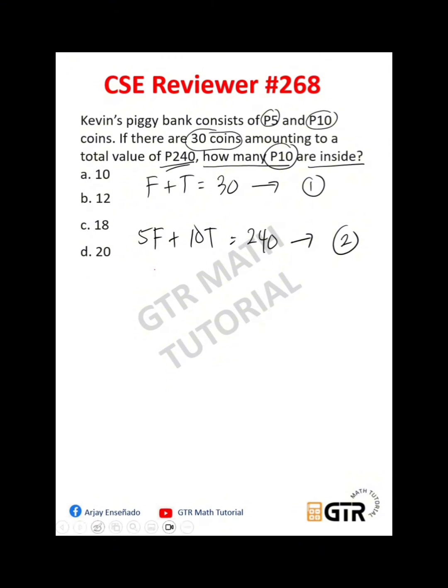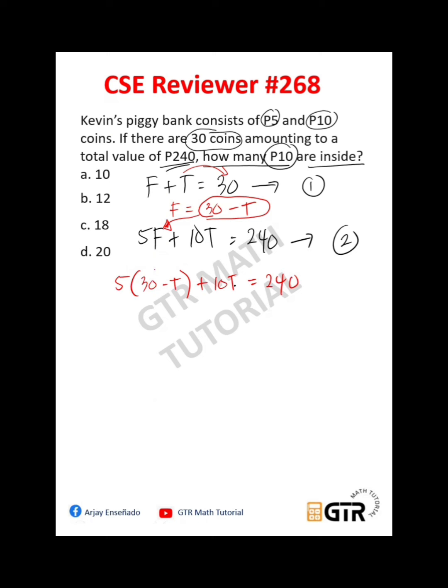Just move the T to the other side. So therefore, the value of F is equal to 30 minus T. And then we will substitute 30 minus T in equation number 2. So substitute that for F. Therefore, we have 5 times the value of F, which is now 30 minus T. Copy the rest, so plus 10T is equal to 240.